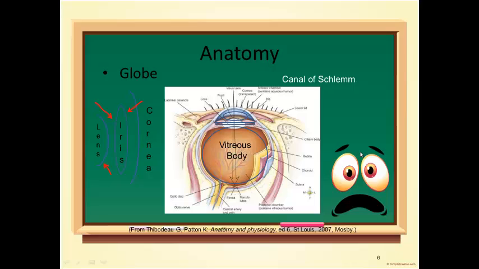The canal of Schlemm is tiny and is not labeled on your image, but know that it is located in the anterior chamber, and it drains the aqueous humor from the anterior chamber into the venous system. This is going to be important when we discuss the trabeculectomy and trabeculoplasty procedures next week.